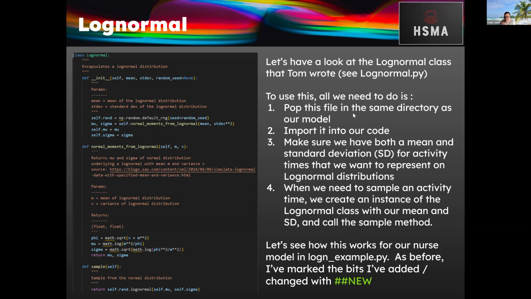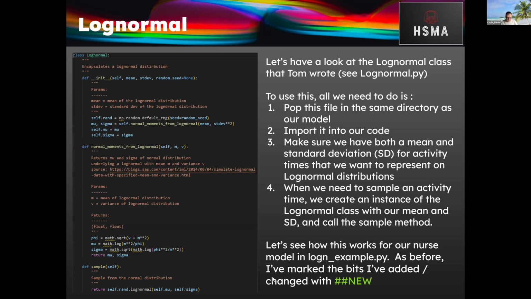All you need to do is pop that file in the same directory as your model, and then import it. When we want to use a log normal distribution, we can simply create an instance of this log normal and call the sample method, and we give it the mean and standard deviation. It will then convert that, create a log normal distribution with those converted values, and then give us back the value we need. Tom's done it all for us.